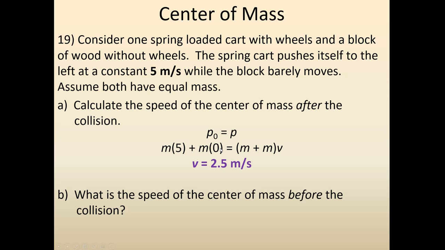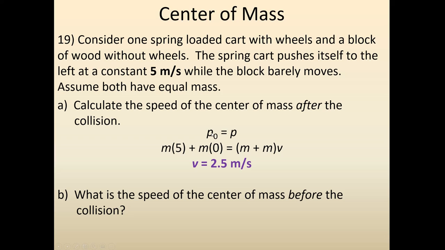For part B, it wants to know what the speed of the center of mass was before the collision. Well, you could say maybe the speed of the center of mass should be the same, 2.5, because I said that Newton's laws are saying that they should be the same before and after. But if you remember, the key phrase there was that the center of mass will keep doing what it's doing in the absence of an outside force. And as I said before, this cart does have an outside force. So we would actually kind of have to recalculate it.